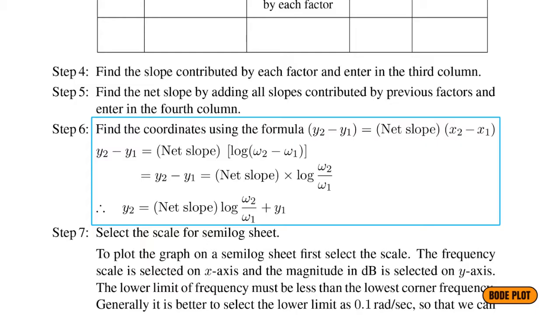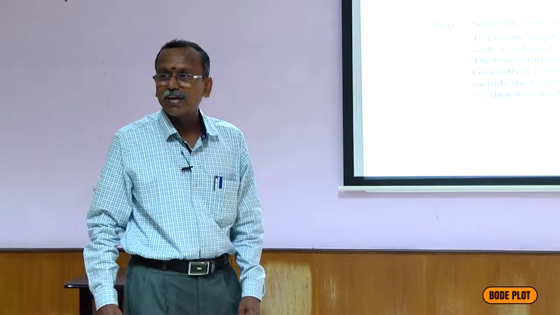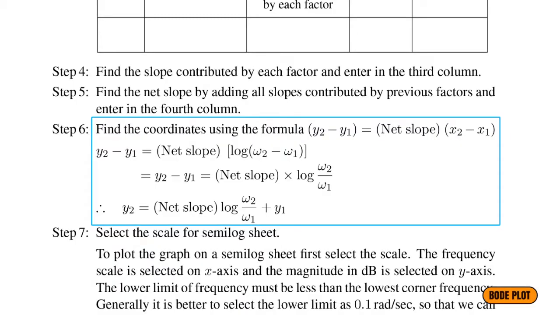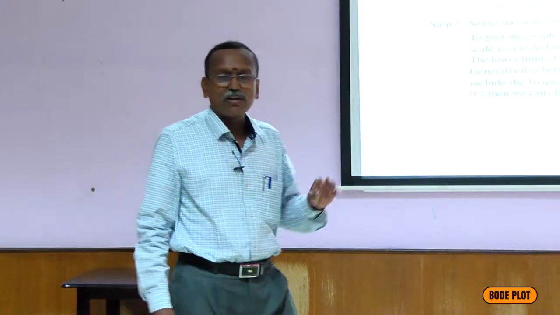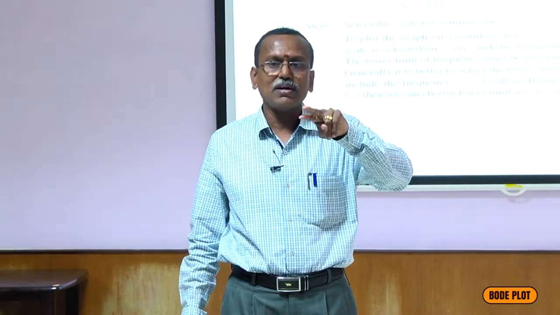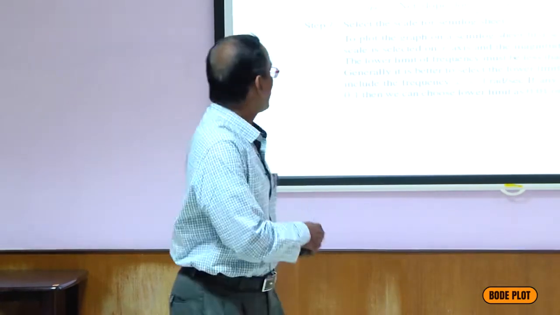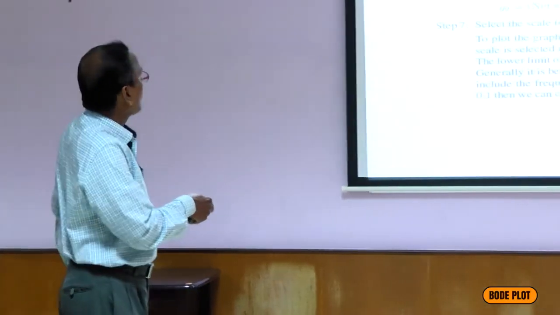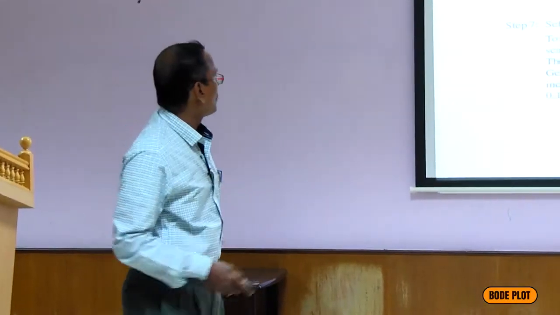But y2 minus y1 equals net slope multiplied by log omega 2 by omega 1. If you bring y1 to the right hand side, y2 can be found. So if we know x1, y1, and x2, we can find y2. By using this formula, we can find the coordinates. In that way, we can draw the Bode plot.